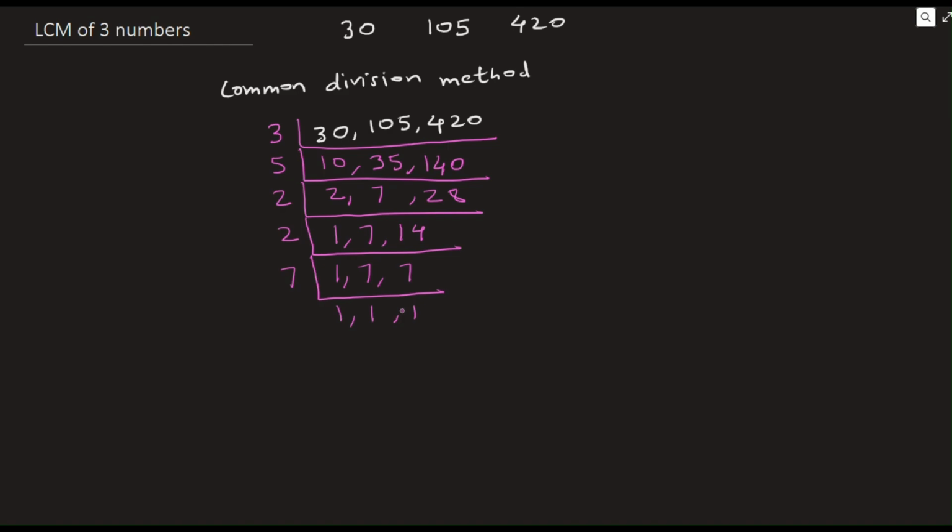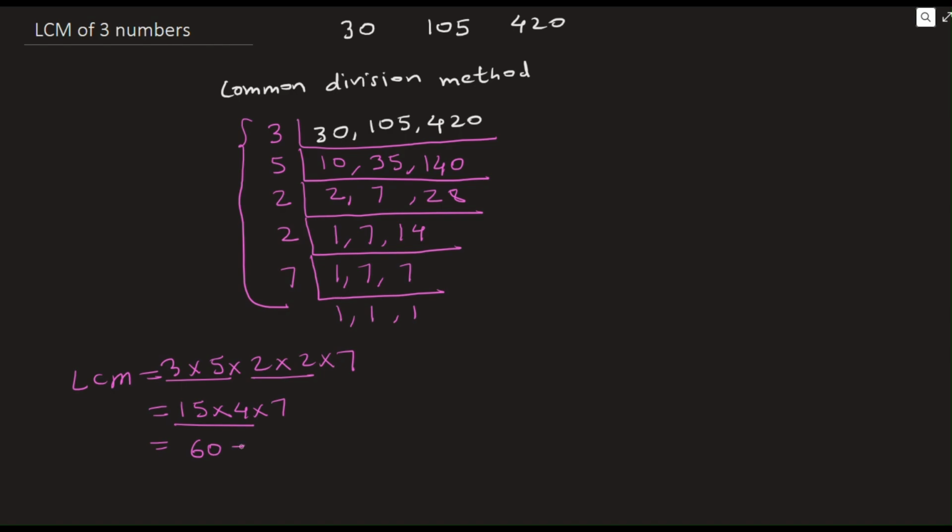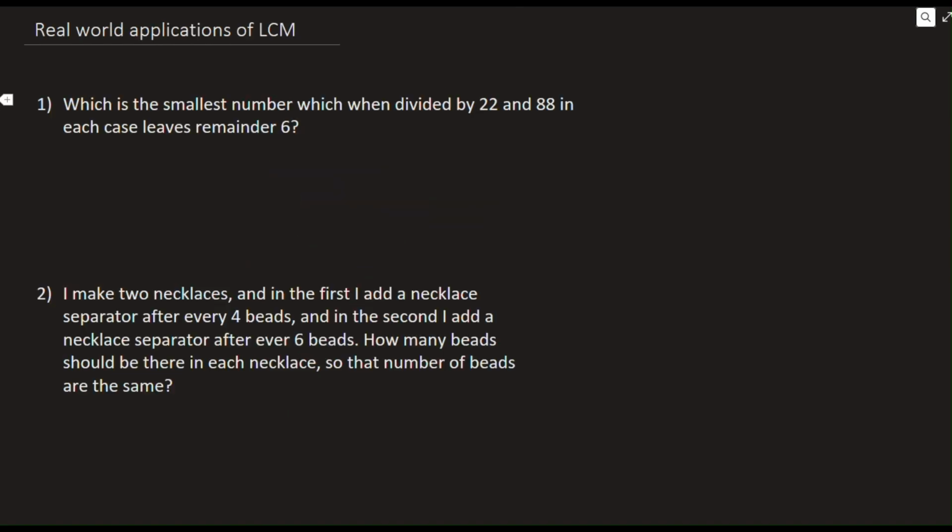So what will be the LCM? LCM will be the product of these prime numbers which I have on the left hand side. So LCM equals 3 times 5 times 2 times 2 times 7. So I'm multiplying 3 and 5, which is 15. 15 times this is 4 times 7. So 15 times 4 is equal to 60, and 60 times 7 is equal to 420. So the LCM is equal to 420.